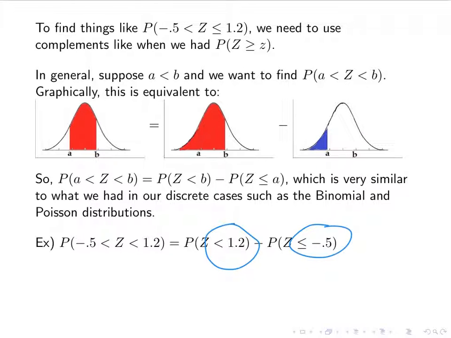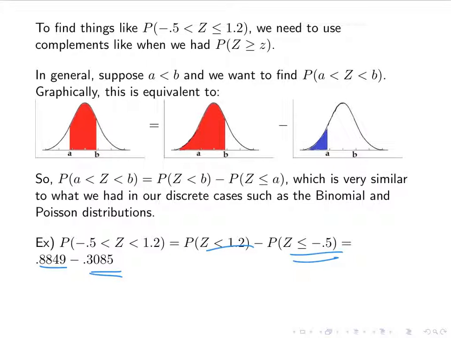Okay, so again, if you haven't already, pause the video now and bring up the two tables to make sure that you're getting the same numbers. So you should be getting 0.8849 for the probability that z is less than 1.2, and 0.3085 for our second probability. Notice that when z is positive, all of our probabilities are at least 0.5 because you're looking at more than half of the table. And if z is negative, then your answers are less than 0.5. And if I do that subtraction, I should be getting 0.5764.